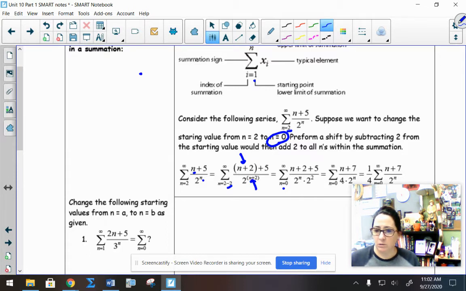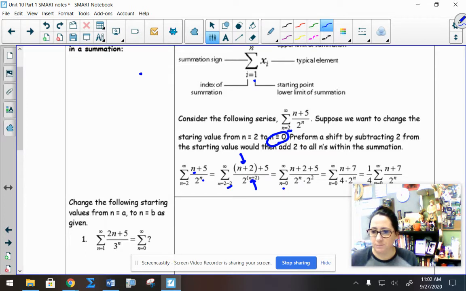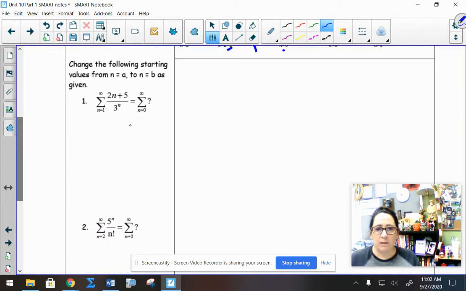So let's try this one. I'm starting at 1, but I want us to start at 0. So this would mean I'd have to subtract 1 to get to here. So everywhere I see an n, I'm going to have to add 1 to balance out the subtraction. And we have to use parentheses here to make sure that we add it to that whole n part.